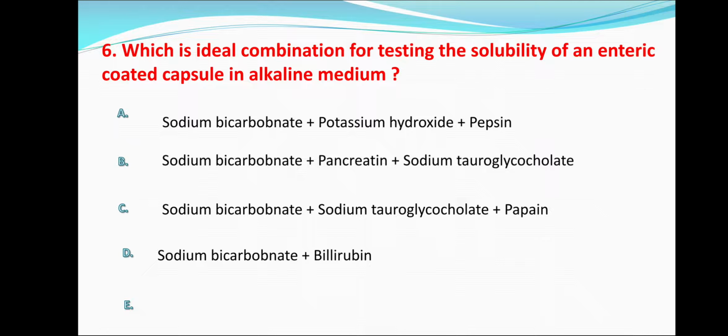Next question. Which is the ideal combination for testing the solubility of enteric coated capsules in alkaline medium? Options are sodium bicarbonate plus potassium hydroxide plus pepsin, sodium bicarbonate plus pancreatin plus sodium taurocholate, sodium bicarbonate plus sodium taurocholate plus papain, sodium bicarbonate plus bilirubin. The correct option is B, that is sodium bicarbonate plus pancreatin plus sodium taurocholate.